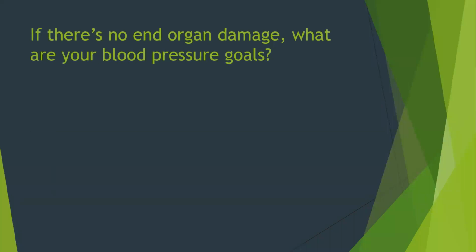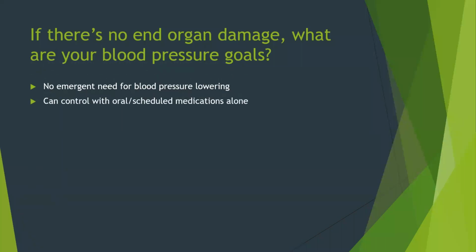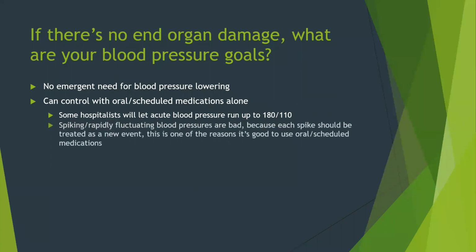And if there is no end organ damage, you go through this process. There isn't an emergent need for blood pressure lowering. And I really mean that. You can just start oral medications, or you can start scheduled medications. And some hospitalists will let acute blood pressure run up to 180 over 110, as long as it's not fluctuating and you've started a medication, you know it's going to be more controlled. You don't mind, as long as there's no end organ damage.